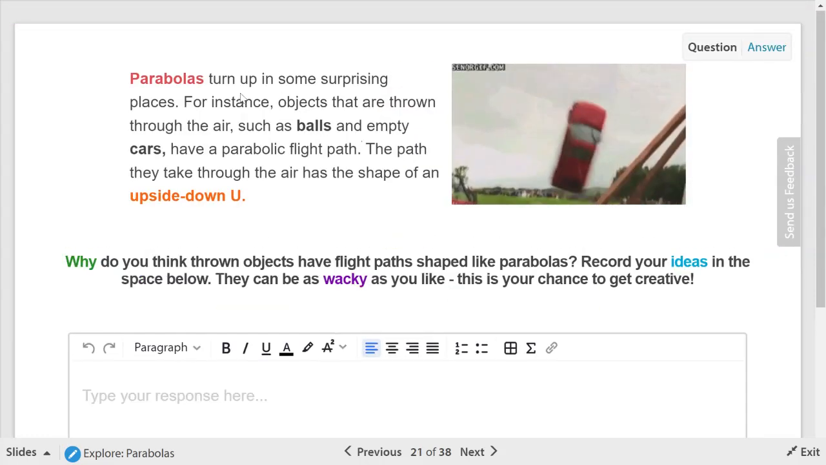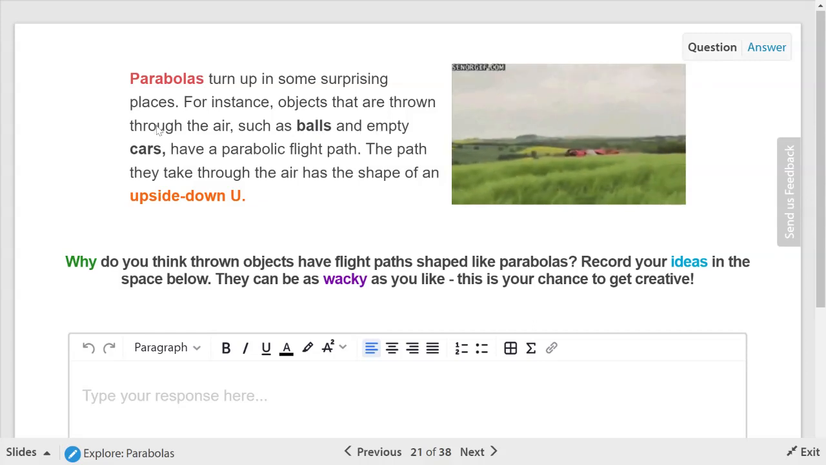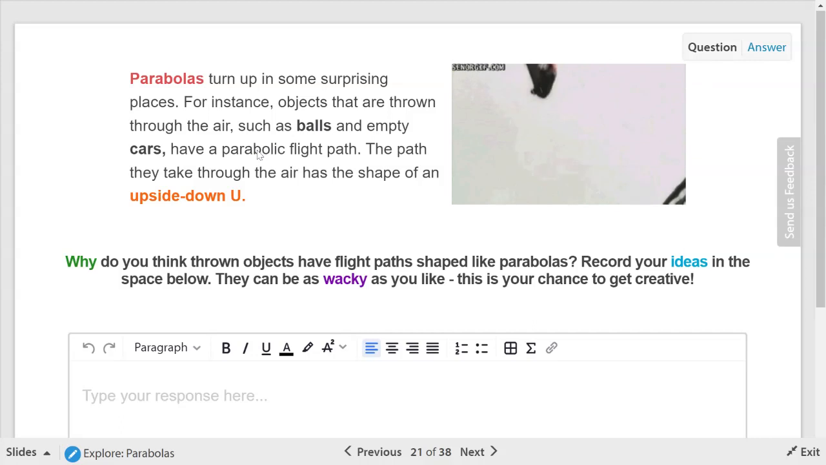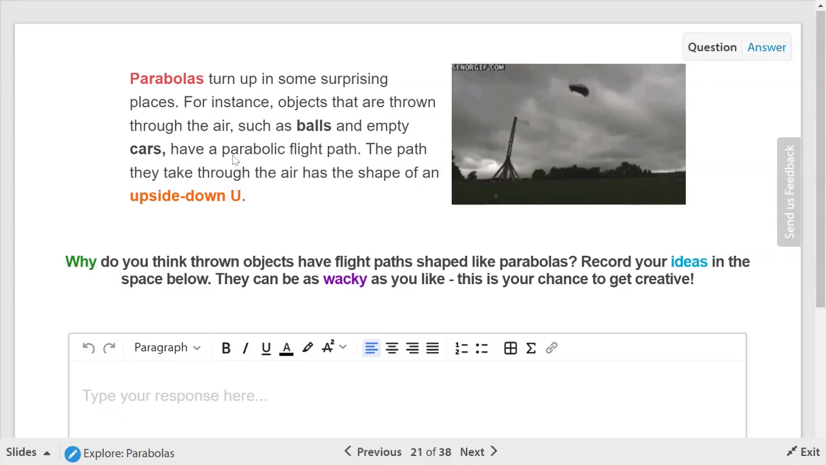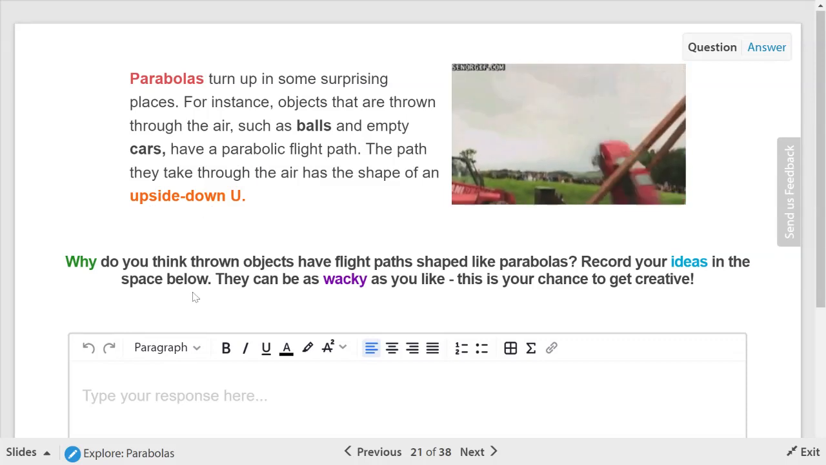Okay, parabolas turn up in some surprising places. For instance, objects that are thrown in the air, such as balls or even cars, all have a trajectory, some kind of motion in which they move through a parabolic flight path. The path they take through air has the shape of an upside down U. Something that goes up and goes down.